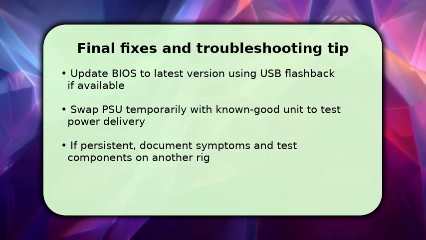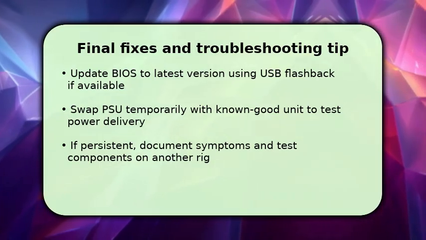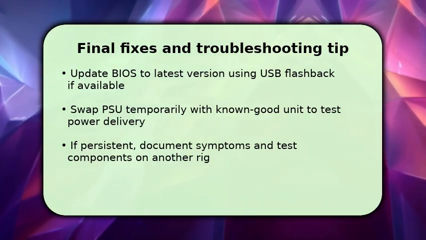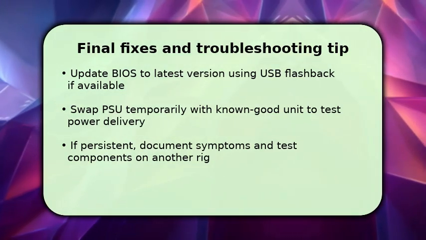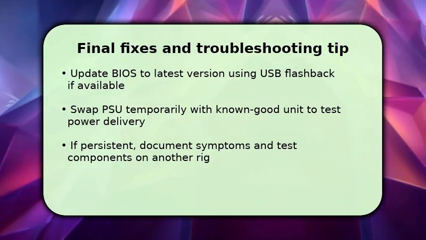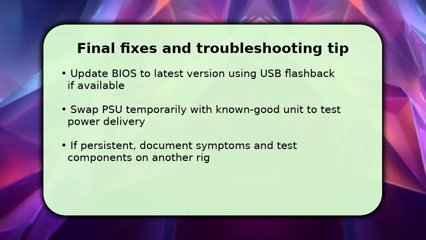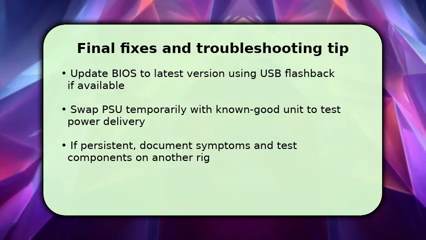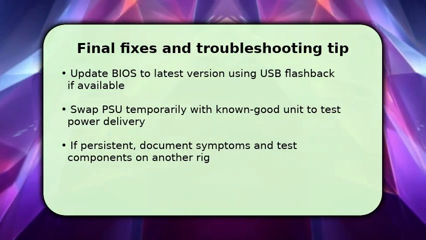If the red VGA light remains after these steps, document error patterns, try the GPU in another system, and test the motherboard with a known good GPU. Troubleshooting tip: intermittent lights often mean power or seating issues rather than immediate component death.